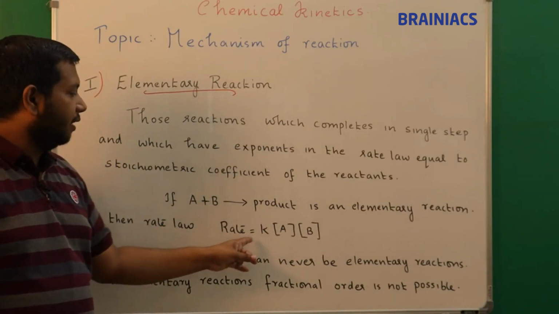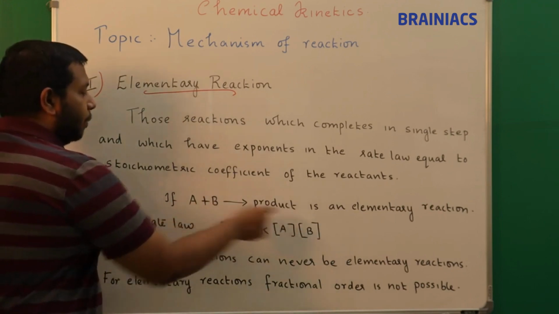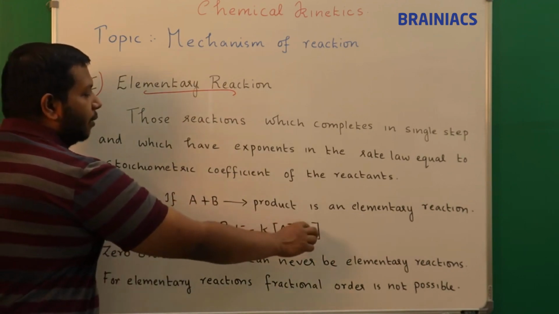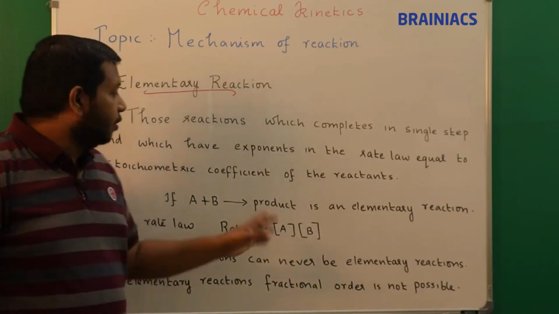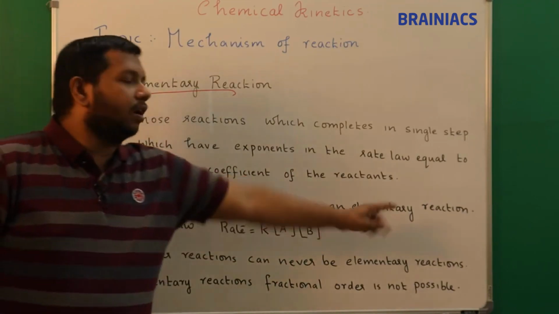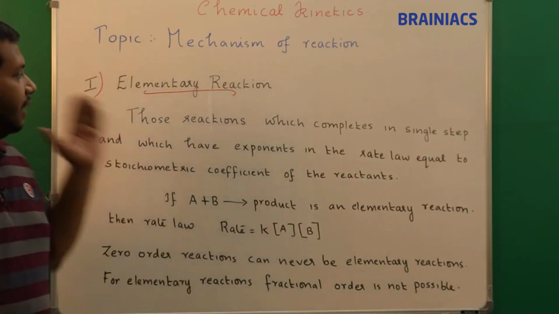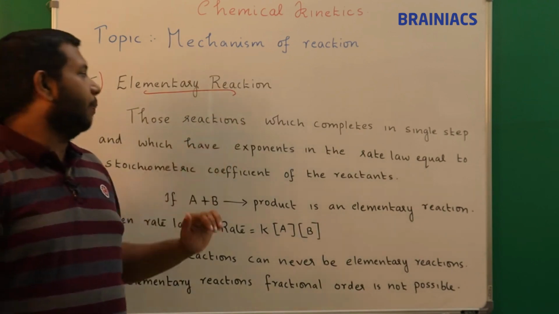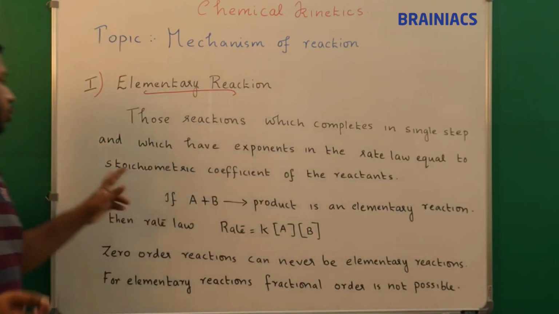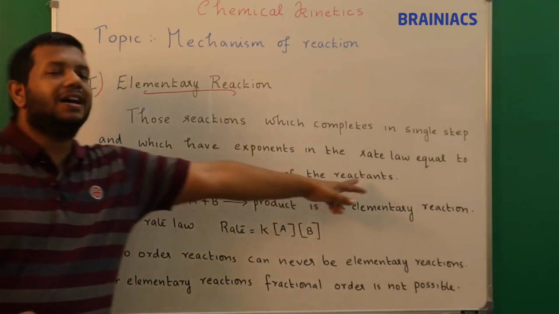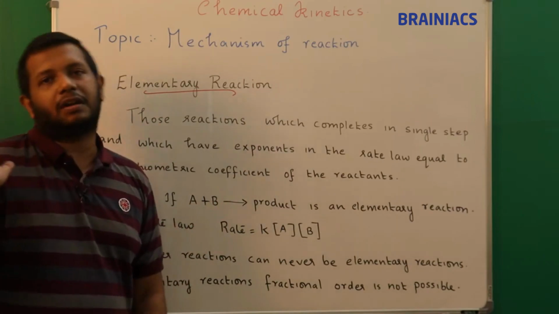So I can say rate is equal to K into concentration of A raised to the power 1 and concentration of B raised to the power 1. Why am I writing like this? Because they told us A plus B is an elementary reaction. As I told, if it is an elementary reaction, the exponents in the rate law will be equal to the stoichiometric coefficients of the reactants. And please remember, this reaction should be a balanced chemical reaction.